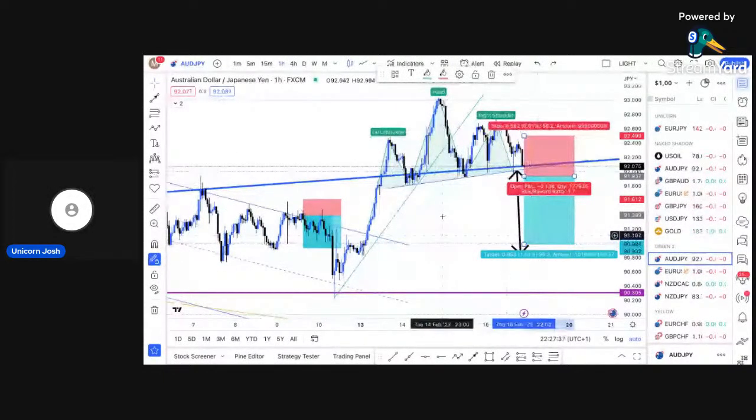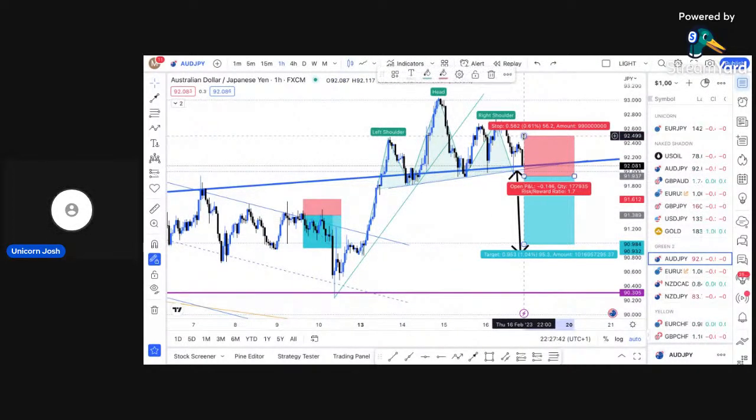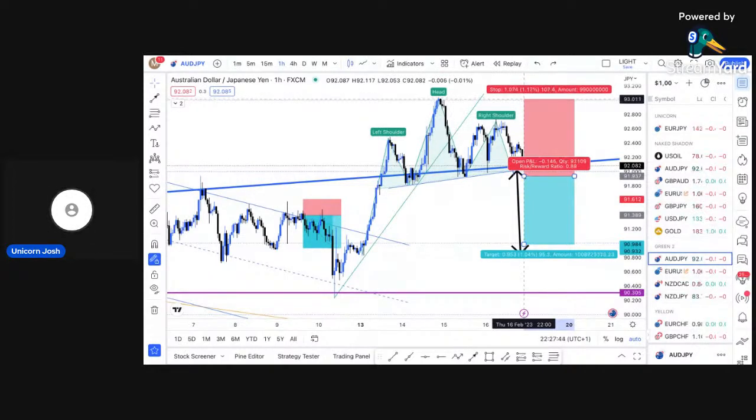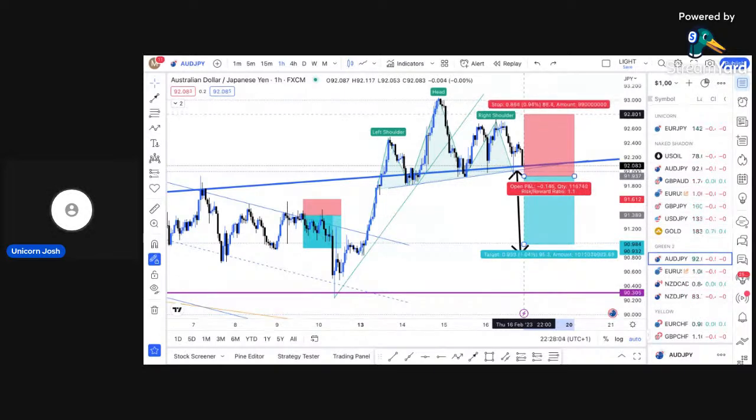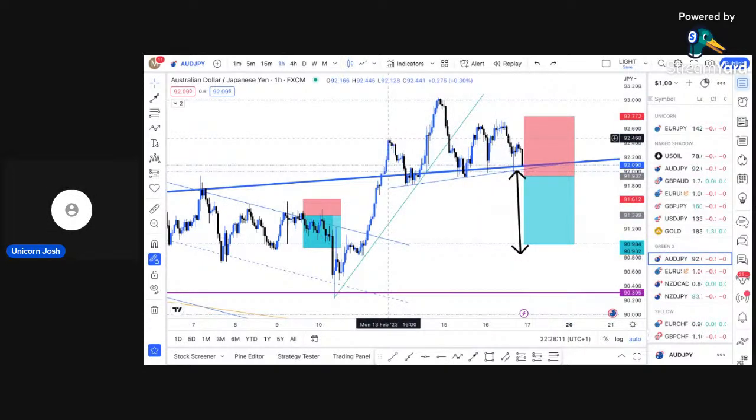Okay, then let's look at our stop loss. What should our stop loss be? Ideally, our stop loss should be above the head. That is the safest stop loss for this kind of trade. But on the account that I'm taking this trade, I can't have over 100 pips stop loss. That is crazy. That's too safe.